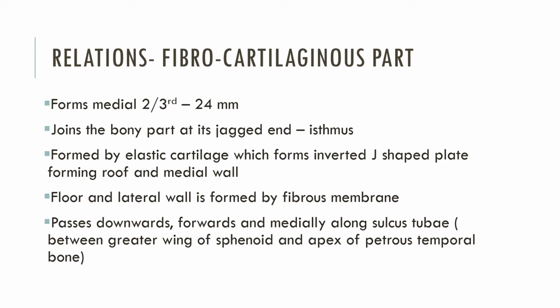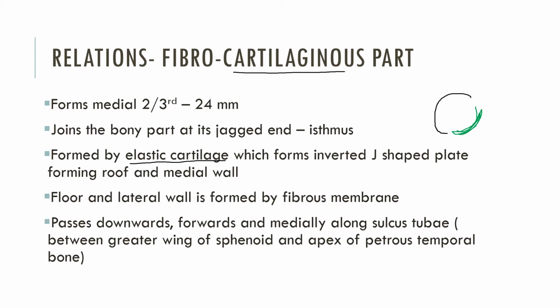Fibrocartilaginous part. Remember, it is called fibrocartilaginous because of its formation, but the cartilage which is present in the auditory tube is elastic cartilage. So it forms the medial two-third. It joins the bony part at its jagged end, that is called the isthmus. It is formed by elastic cartilage, which is an inverted J-shaped plate, and it forms its roof and the medial wall. So this roof and the medial wall, whereas the floor and its lateral wall is formed by the fibrous membrane. Hence the name is fibrocartilage.